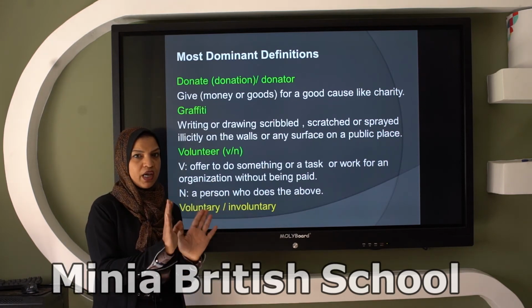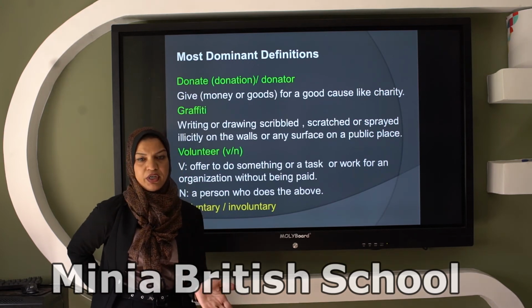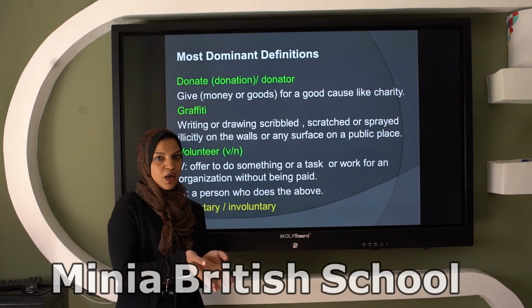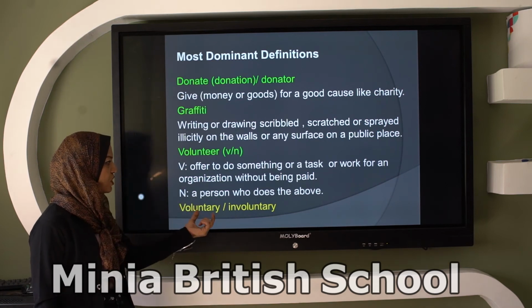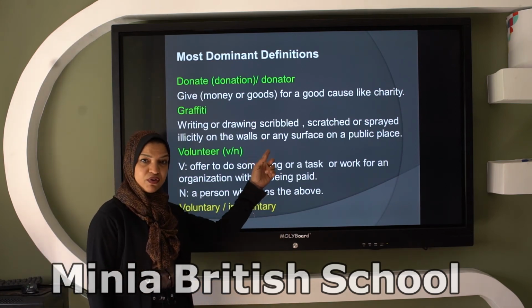So can I ask you to volunteer? Here it is a verb, but we can use it as a noun, a person who does the above. What's the above?